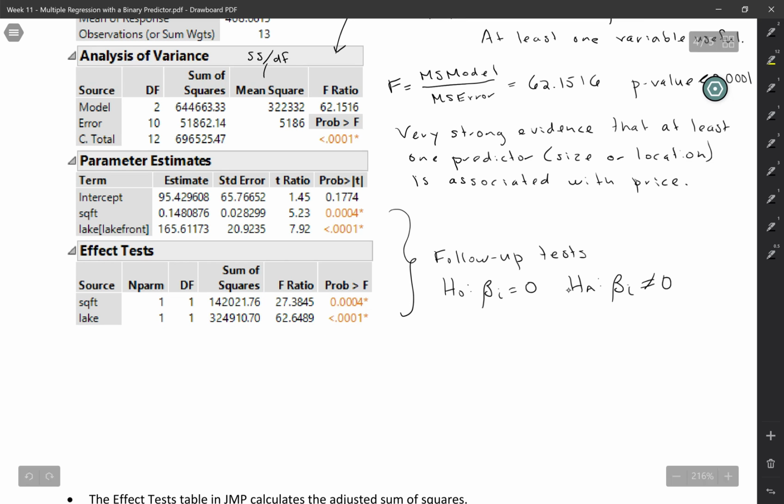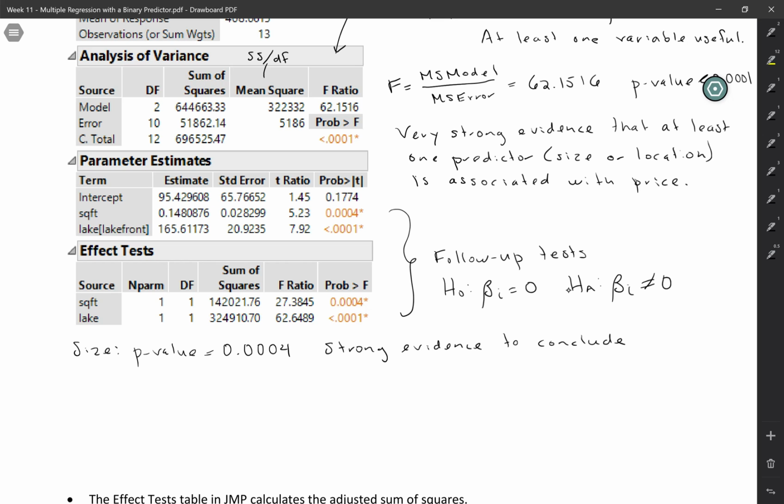So let's go ahead and state our conclusions. So for size, the p-value we said was 0.0004, so that's smaller than most reasonable alpha levels. And we would say that this provides strong evidence. Right? It doesn't seem like the null hypothesis is a good explanation for the data. So we have strong evidence to conclude the alternative, which is that there is an association between size and price. So to conclude that size is associated with price.